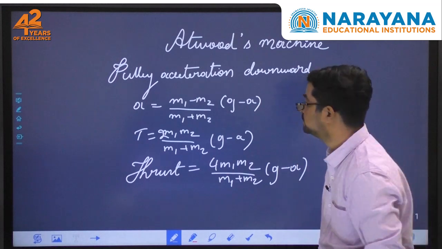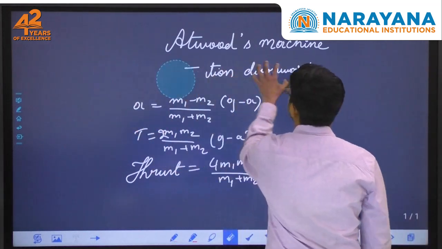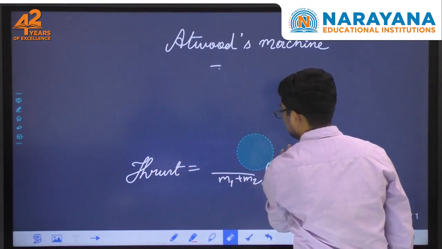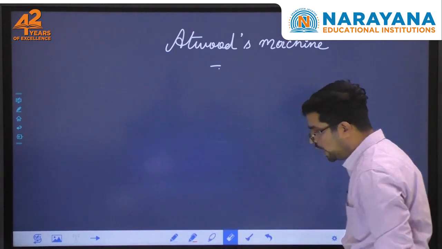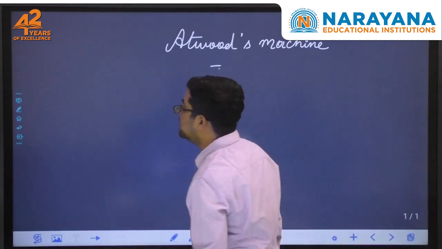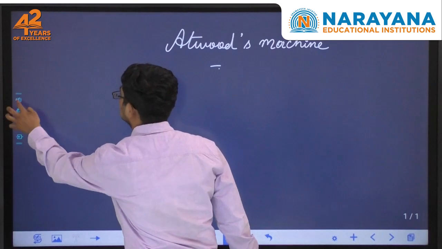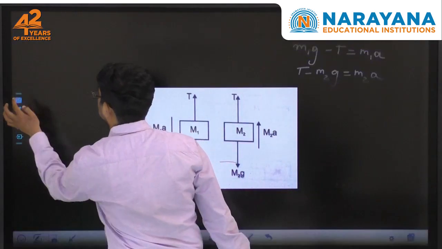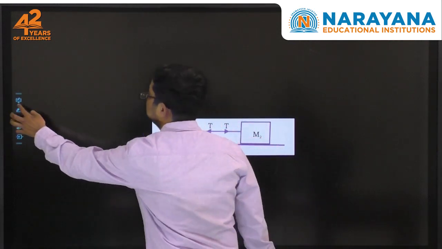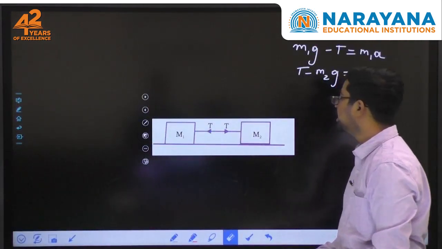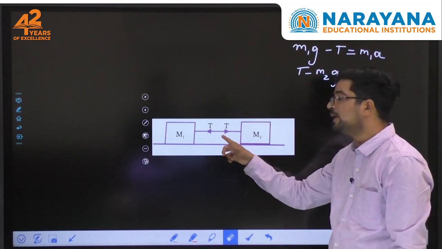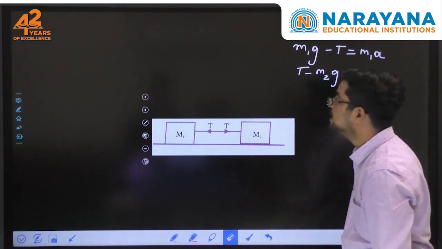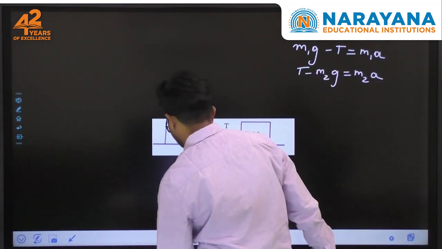So let us see next. Suppose you have the blocks of masses as shown here. You can see here there are two masses and you find a string between them. In this case, we shall see what is the acceleration.